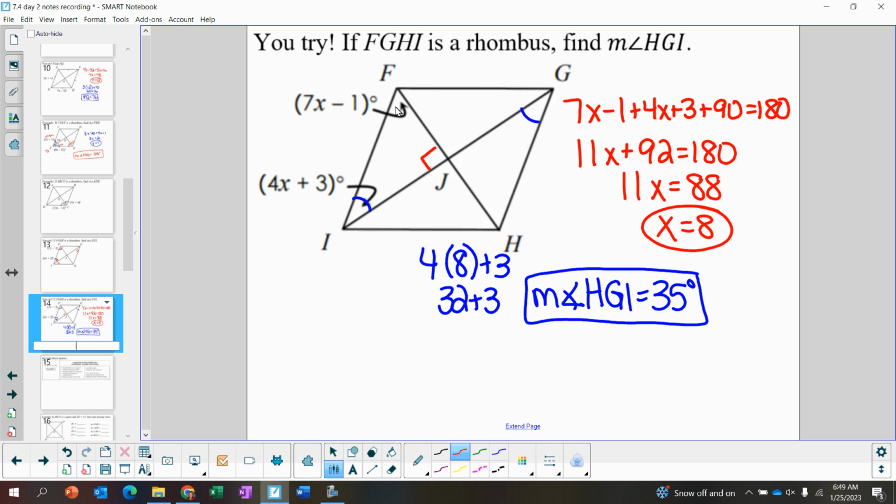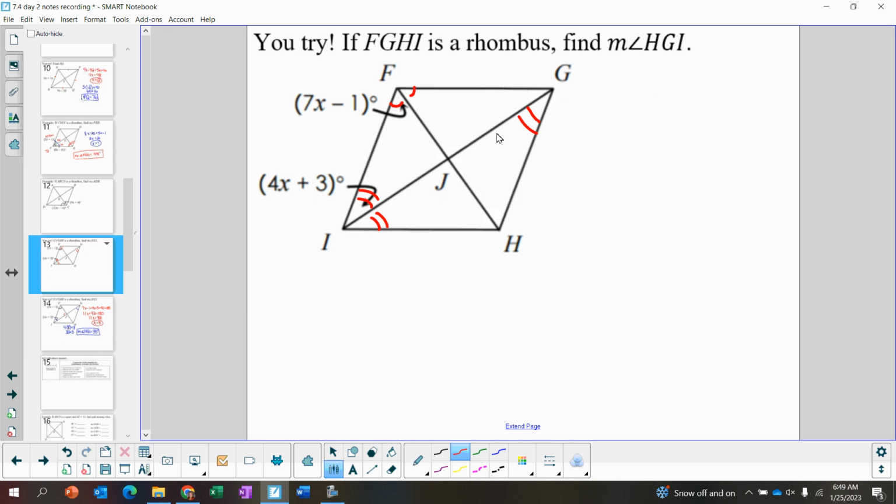So I took that angle plus that angle. Oh, okay. I didn't actually use the alternate. Let's go back. So I know that this is 90, so I use this triangle.